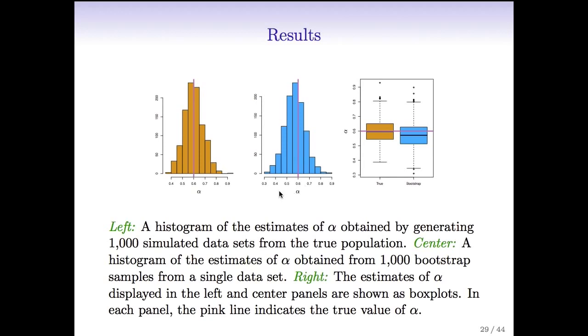So let's find the 5% point of this histogram and the 95% point of that histogram. There's 1,000 points here, so actually the 5% point would be the 50th smallest and the 950th smallest value of alpha. I mean, smallest and biggest.